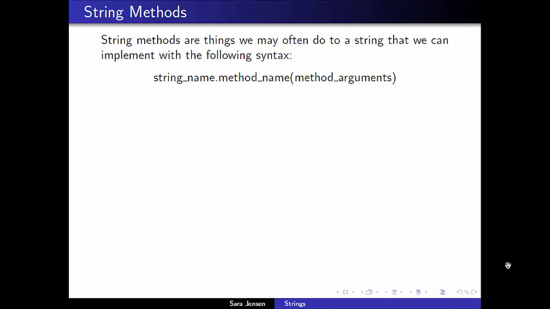The next thing I'd like to discuss are string methods, which, similar to list methods, are functions that specifically apply to the string variable that we are using. And in order to access these methods, we use the following syntax. The name of our string variable, followed by a dot, the name of the method that we'll be calling, and the arguments needed by that method in order for that method to be executed properly.